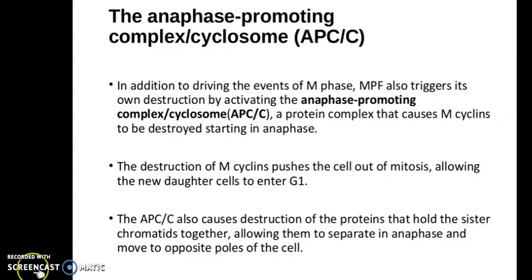The anaphase promoting complex, or cyclosome. In addition to driving the events of M phase, MPF also triggers its own destruction by activating the anaphase promoting complex or cyclosome. It is a protein complex that causes M cyclins to be destroyed starting in anaphase. The destruction of M cyclin pushes the cell out of mitosis, allowing the new daughter cells to enter G1. The APC also causes destruction of the proteins that hold the sister chromatids together, allowing them to separate in anaphase and move to opposite poles of the cell.